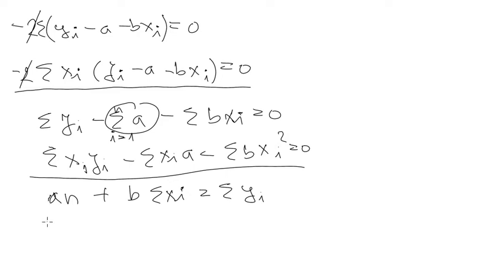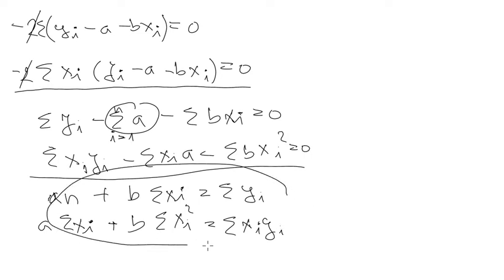Again, we will do the same thing here. We have a times the sum of all the x's, plus b times the sum of all the x's squared, right? That's from here. And the one member that doesn't have any a or b in it will go to the right side, so there will be the sum of all the x's multiplied by y's. So this is our, what is called, normal equations.